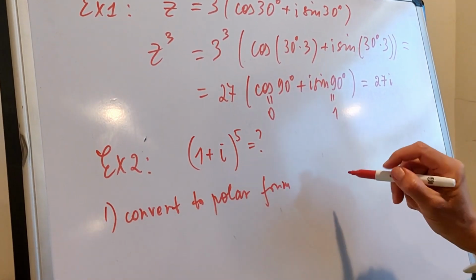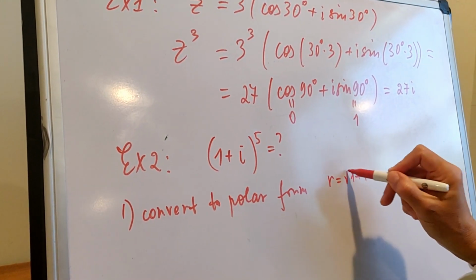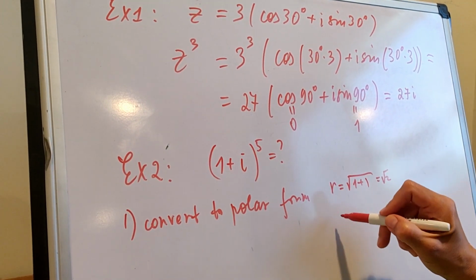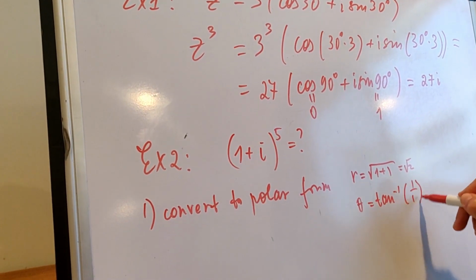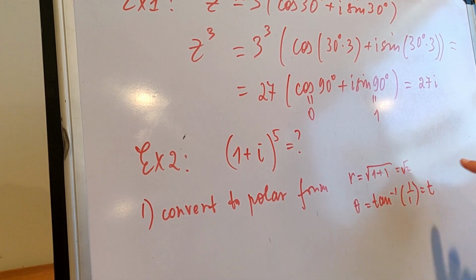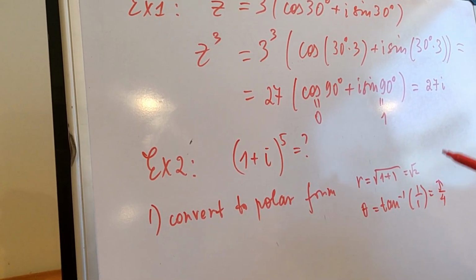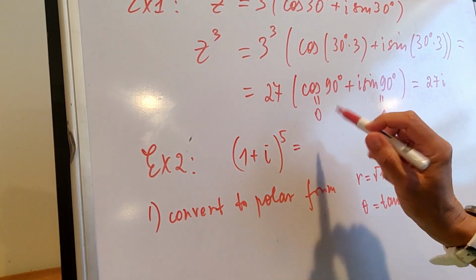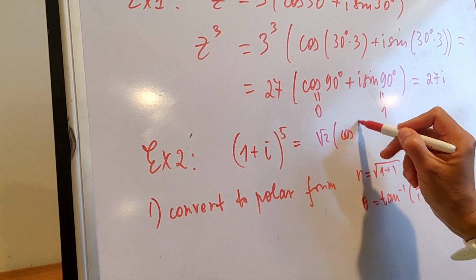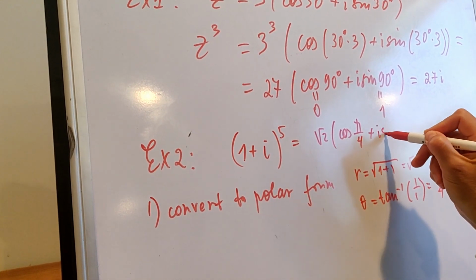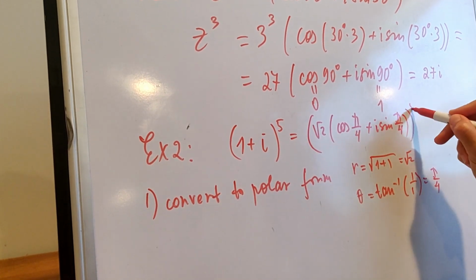Well, how do we do this? We remember that r equals the square root of 1 squared plus 1 squared, so it's going to be the square root of 2. And theta is going to be the tangent inverse of 1 over 1, which is pi over 4. So the number actually is going to look like this: square root of 2 times cosine of pi over 4 plus i sine of pi over 4. And we'll need to raise it to the 5th power.